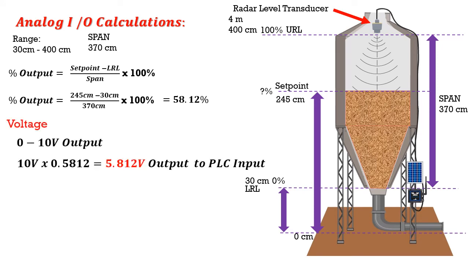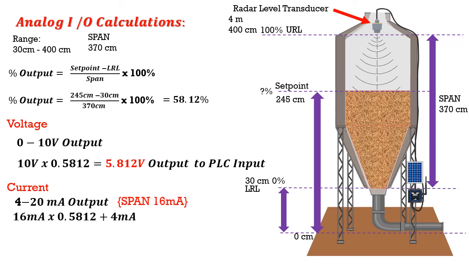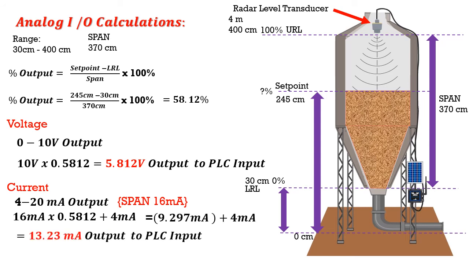If it's voltage, it's pretty easy. You just have to take 58% of 10 volts and we get 5.812 volts. Current, a little more involved, but not terrible. You just have to take your 58% of your 16 milliamp span, add back in your offset of 4 milliamps, and for this instance you would end up with 13.23 milliamps for a signal that would be sent from the transducer to the input of the PLC.